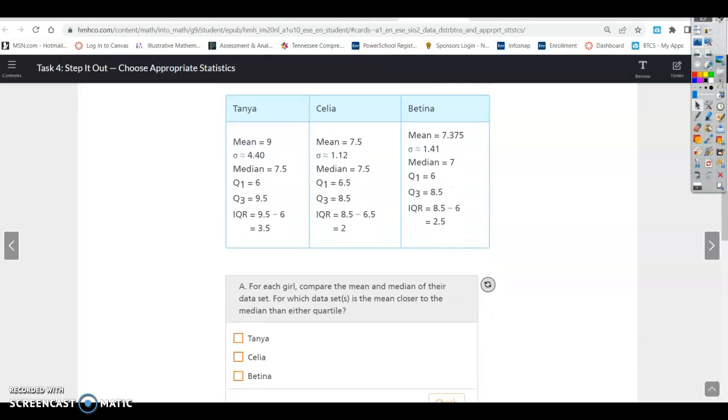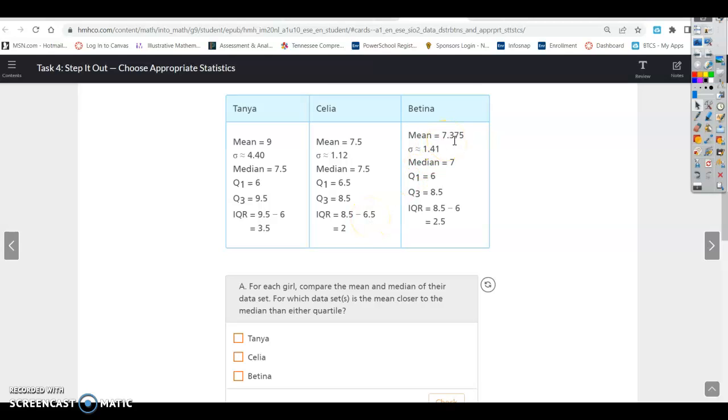All right, so it says for each girl, compare the mean and the median of their data set. For which data set is the mean closer to the median than either quartile? So compare the mean and the median. We've got 9 and 7.5. And here we've got 9.5 and 6. So this lies close. The interquartile range is very close here. We've got a mean of 7.5, a median of 7.5. So those are exactly the same. And the interquartile range is 8.5 to 6.5. So this falls right in the center of your interquartile range.